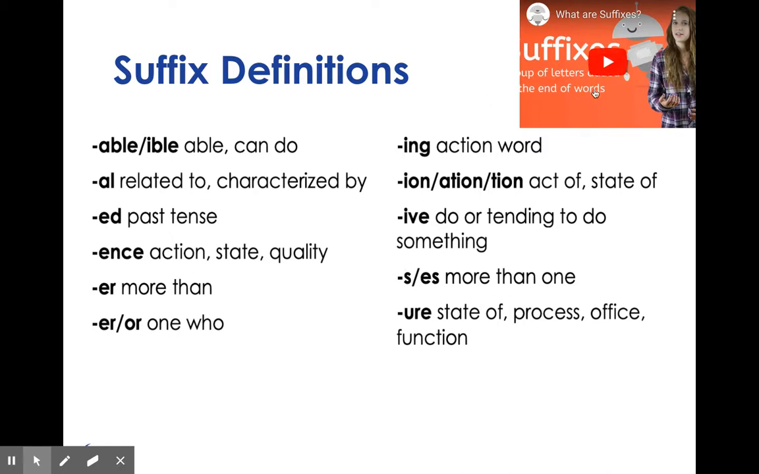Another video up here explaining suffixes a little bit better, going into a little bit more detail, but not too crazy.